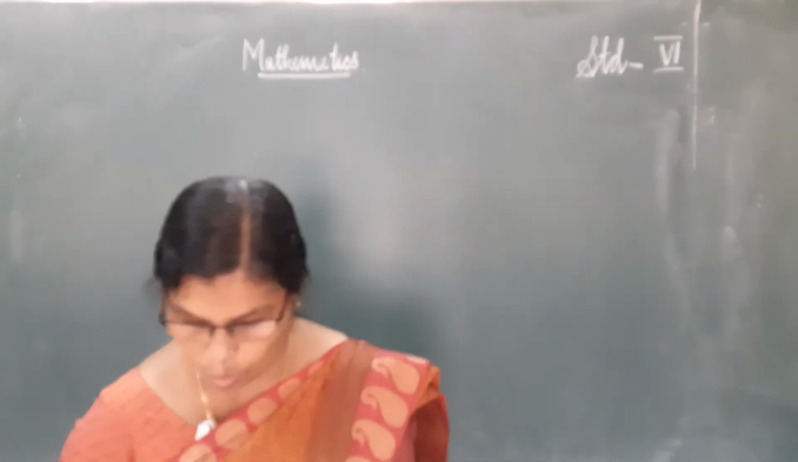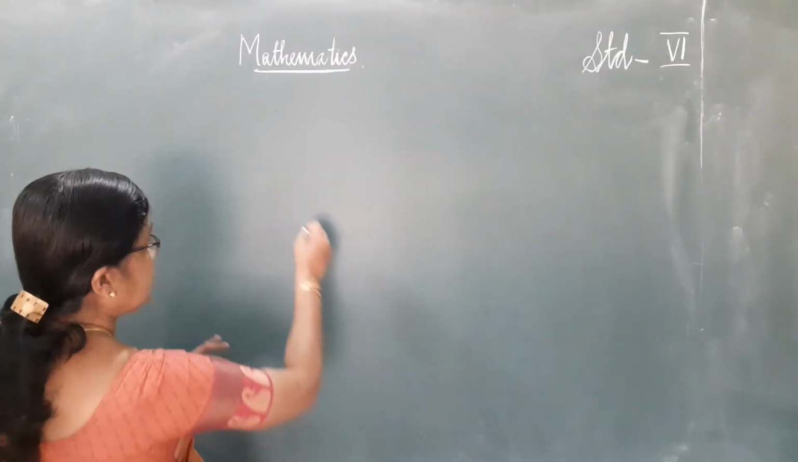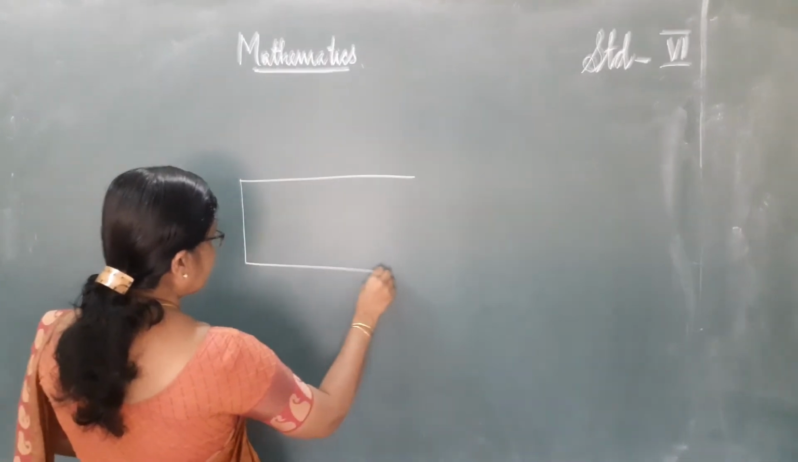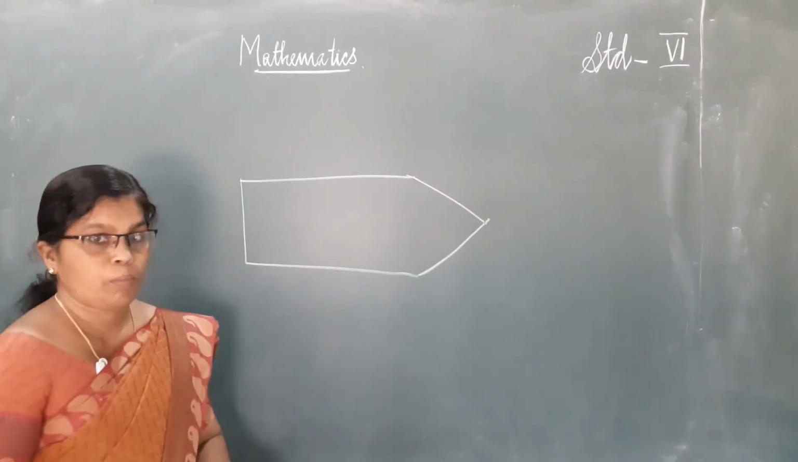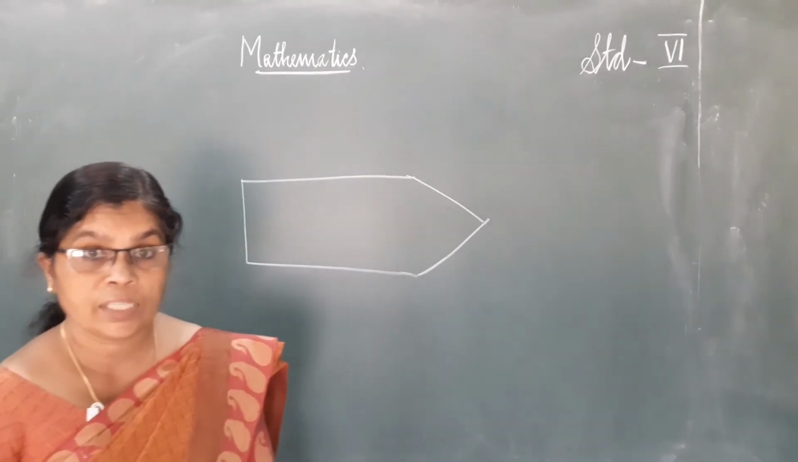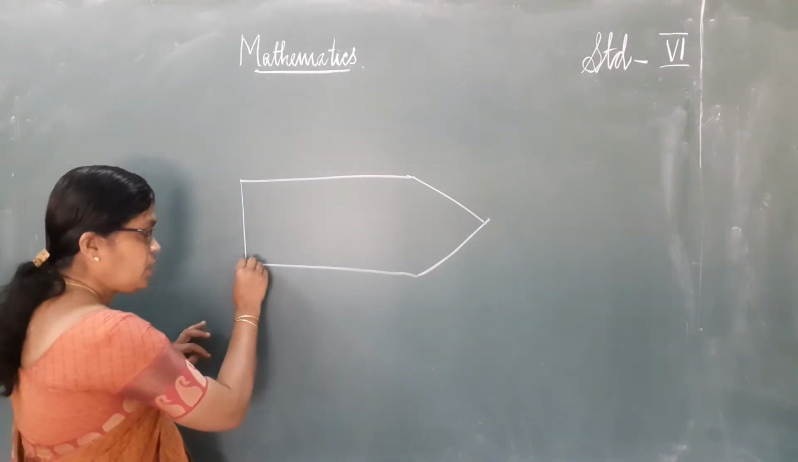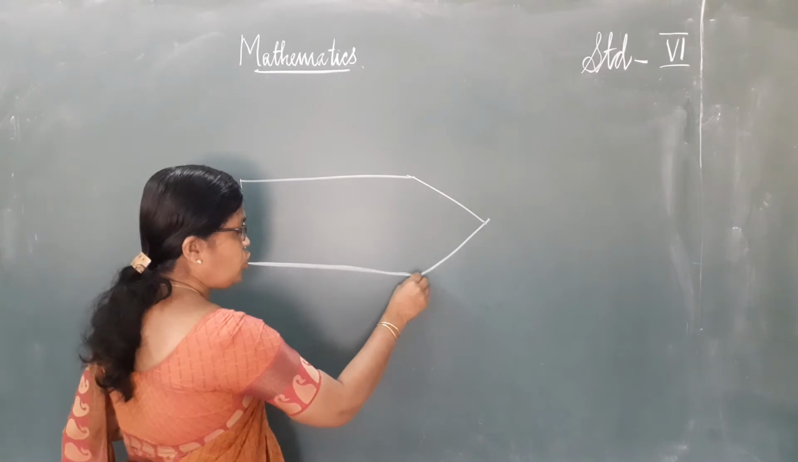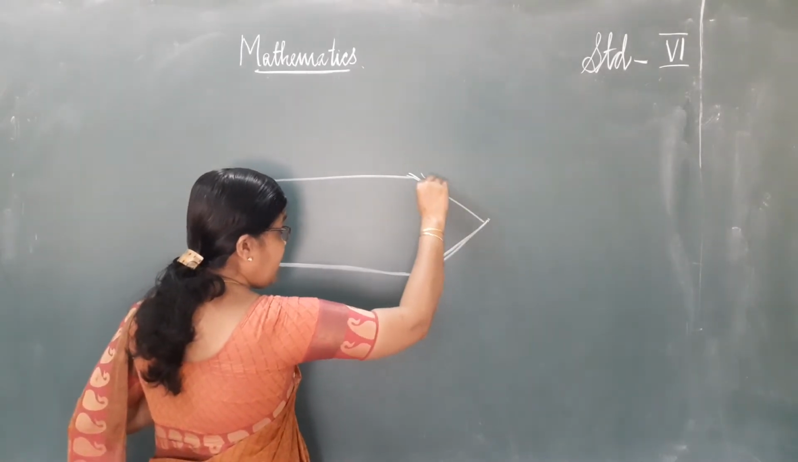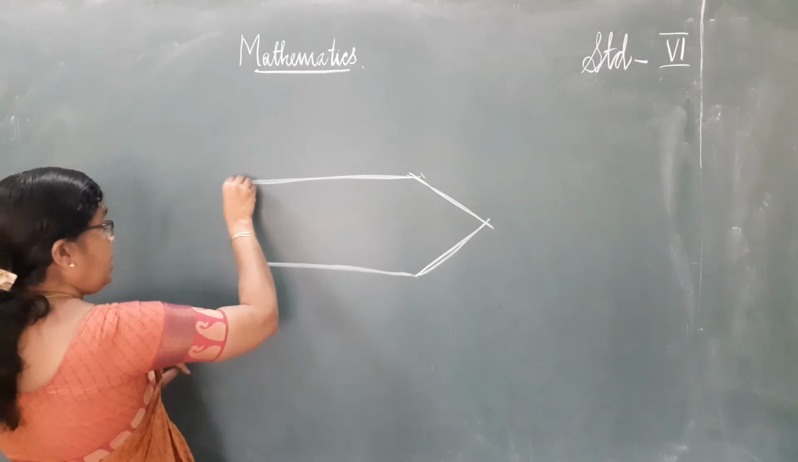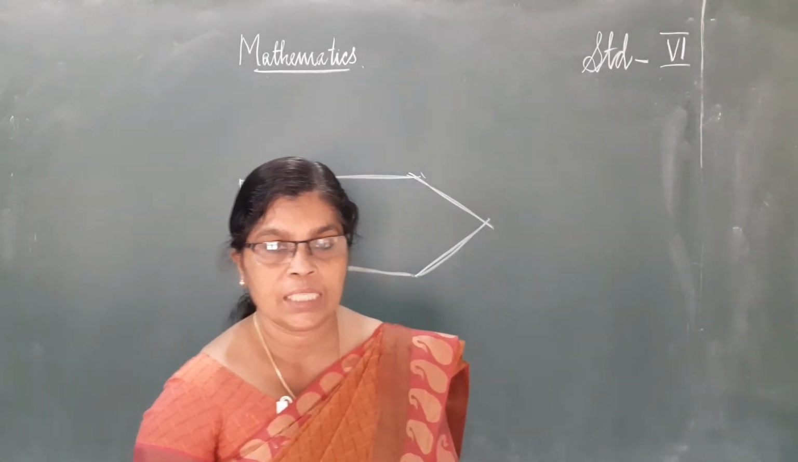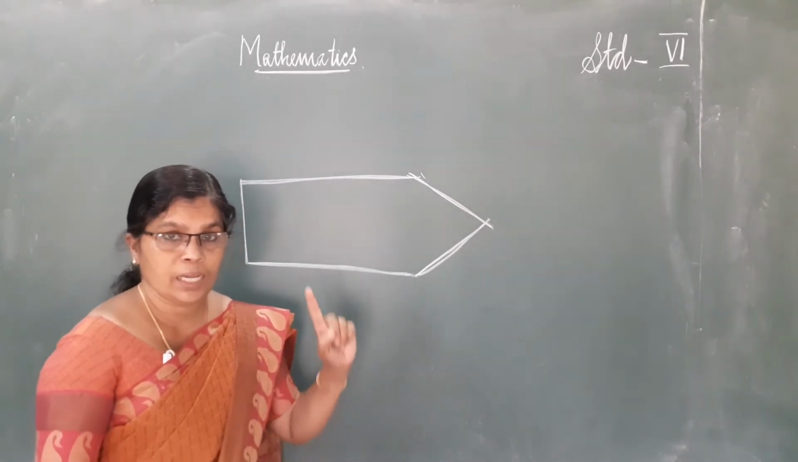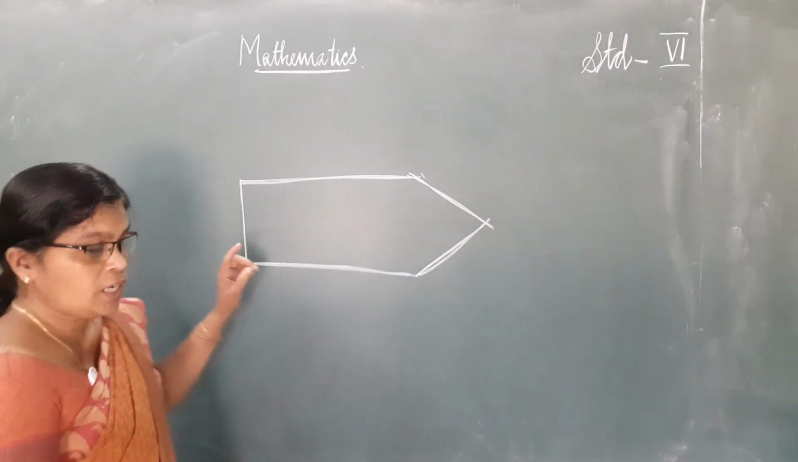So suppose his compound is like this. The shape of his compound is like this. Now, what does he have to do? He should know the distance of this much. This length he should know. Then this length, then this length, then this length, and this length. That means, what is perimeter? Perimeter is the total length of the boundary. Okay? Total length of the boundary.